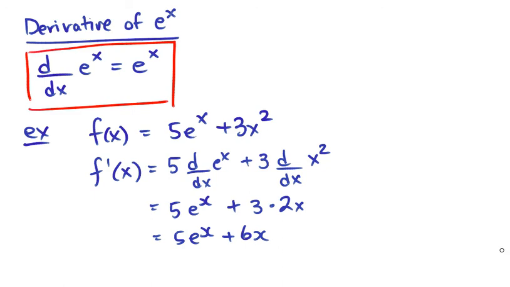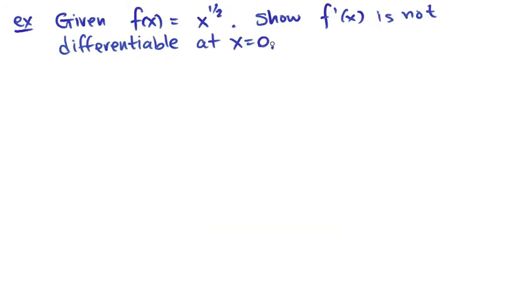Of course, sometimes functions aren't differentiable at certain values. Let's take a look at an example where that occurs. So in this example, we're given f of x is equal to x to the 1/2, and we're going to show that the function is not differentiable, which means the derivative doesn't exist, when x is equal to 0. So let's try and take the derivative.